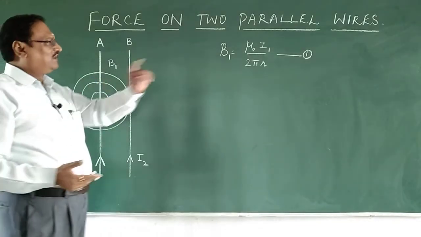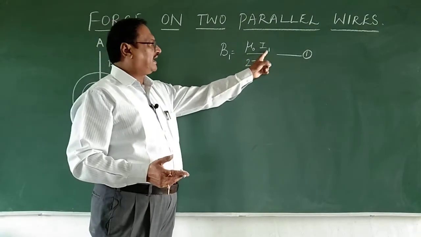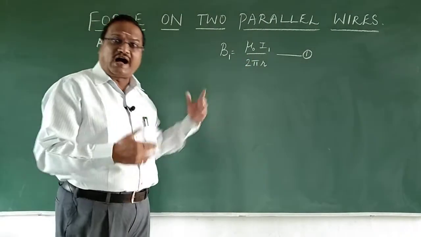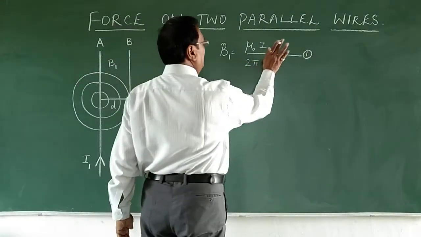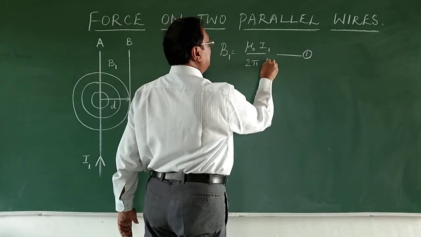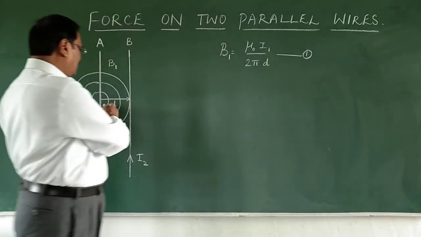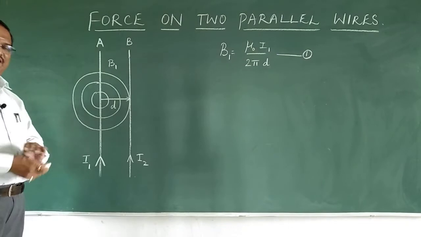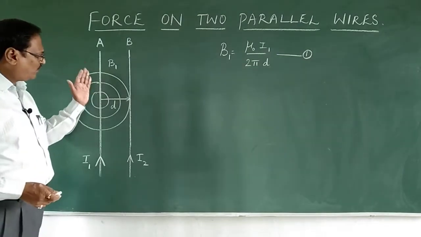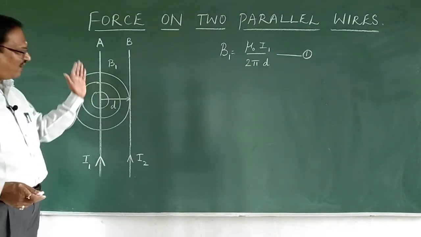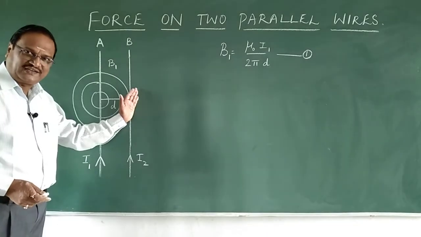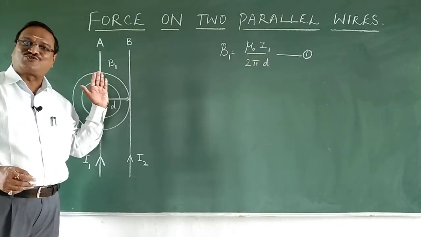Now look here, B1 equals mu naught I1 upon 2 pi r. I can change this r as D, where D is the distance between the two wires. Now the magnetic field due to the first wire acts on the second wire, and it exerts a force on it.